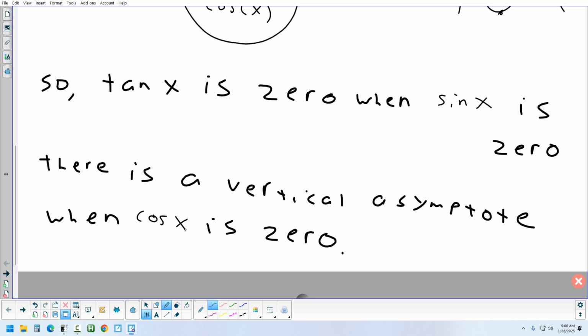So using that, we can draw some asymptotes. We know where it crosses the x-axis, and we can use the calculator to check what happens near the asymptote. We've done that before. Like if you have an asymptote at 2, we plug in like 1.999 and see what's happening.